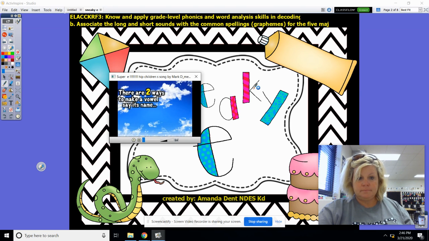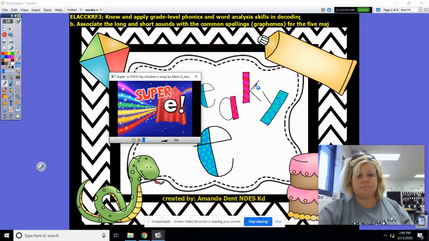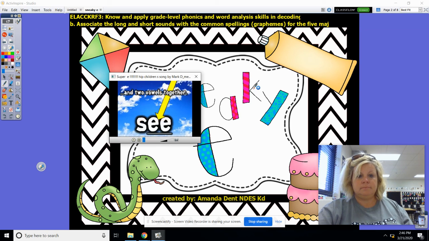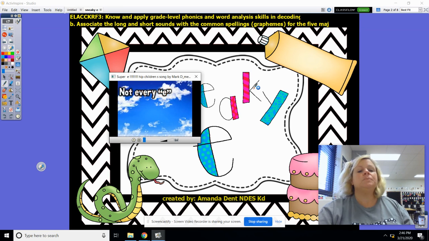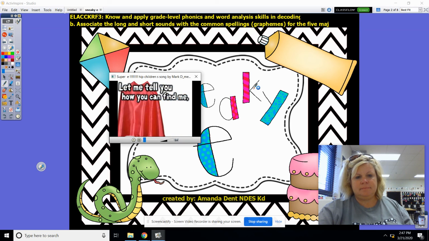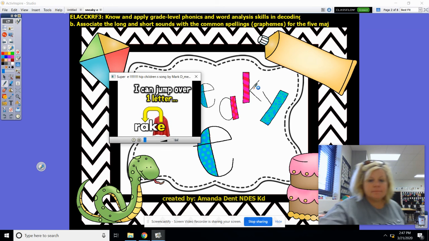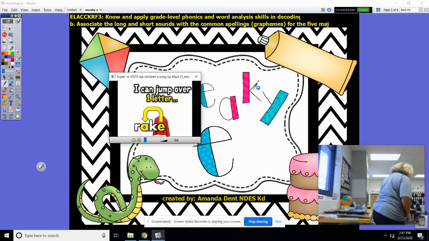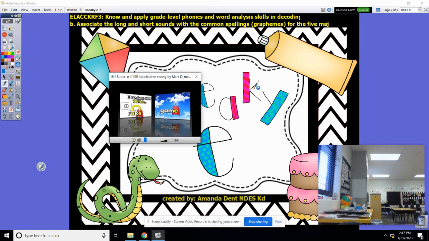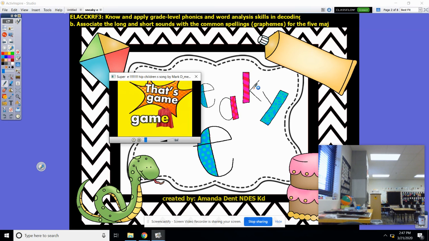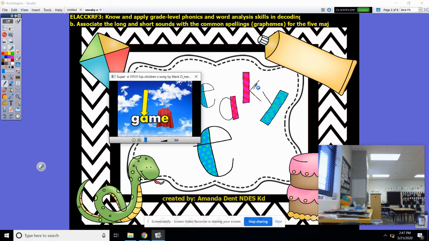There are two ways to make a vowel say its name. Super E and two vowels together. If I add an E, it's a super E. One of these vowels is a super letter. I can make it say its name. Like this. This is E. That's U.